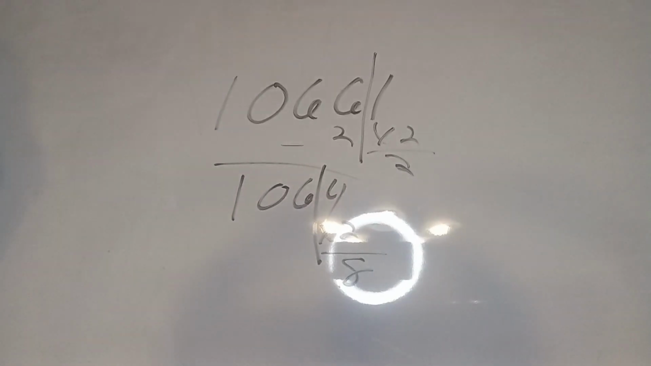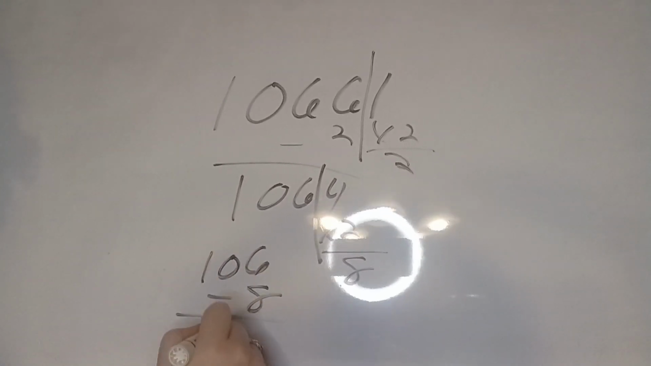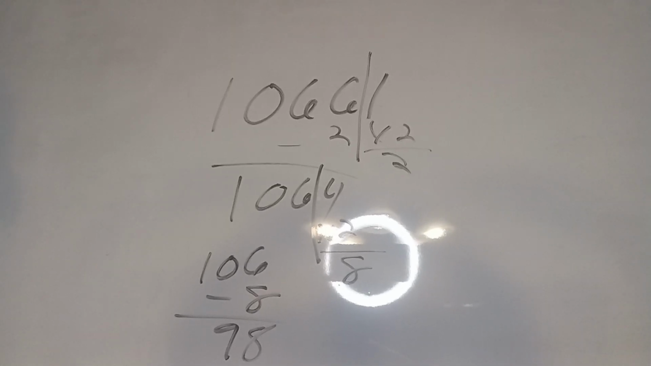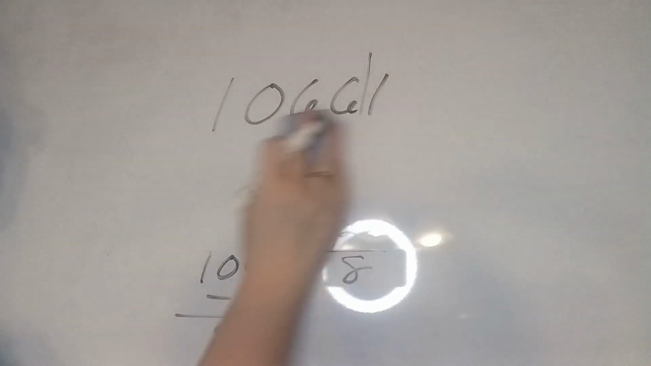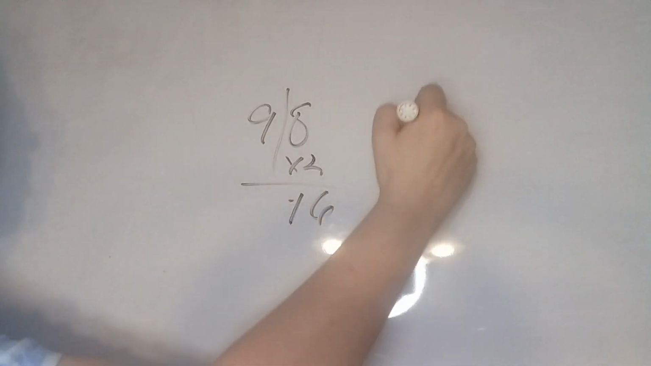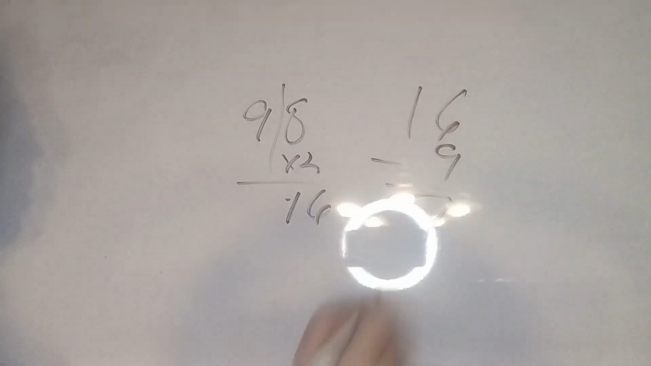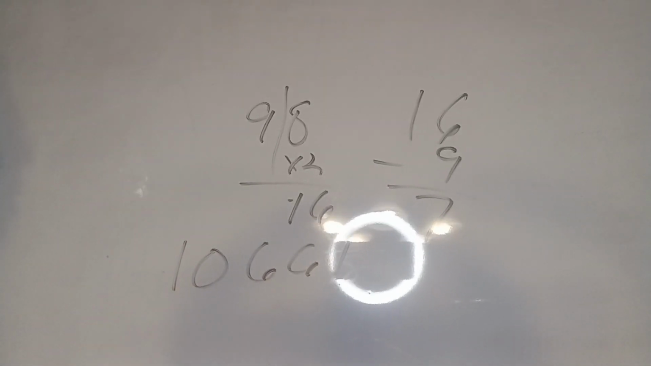We cut the 4 off. 4 times 2 is 8. 106 minus 8 is 98. Okay? Is 98 divisible by 7? I don't know. Let's try it again. 8 times 2, 16. 16 minus 9 is 7. So yes, 10,661 is divisible by 7.